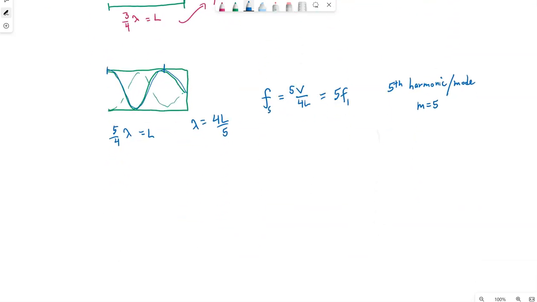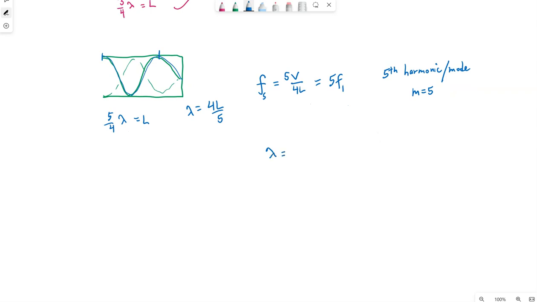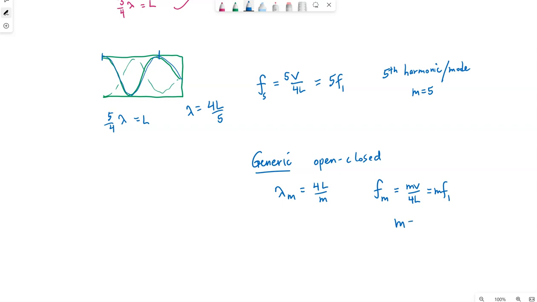So we can write our generic equations. These are specific for the open-closed pipe. It's open at one end and closed at the other. The wavelength of whichever mode number or harmonic number would be 4L over M. The frequency of the mth mode will be MV over 4L, or M times the fundamental, but M has to be odd. We do not get the even harmonics with an open-closed pipe.